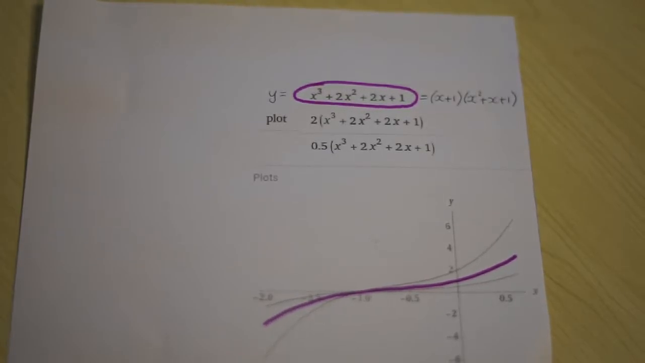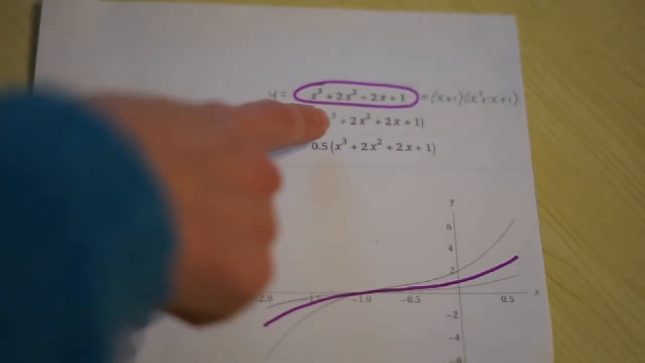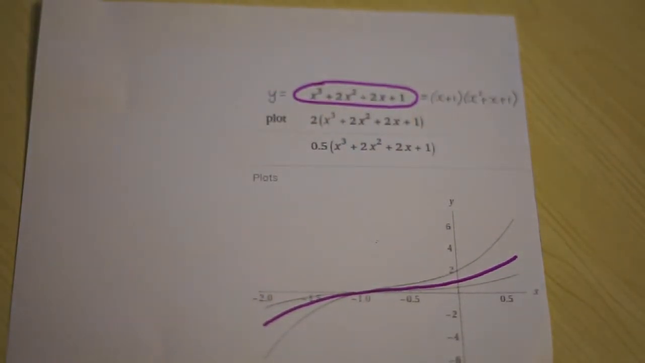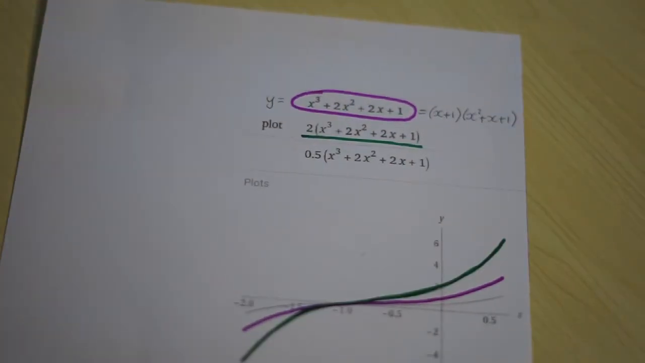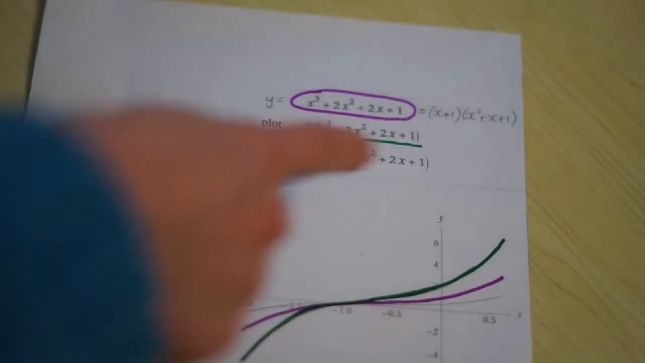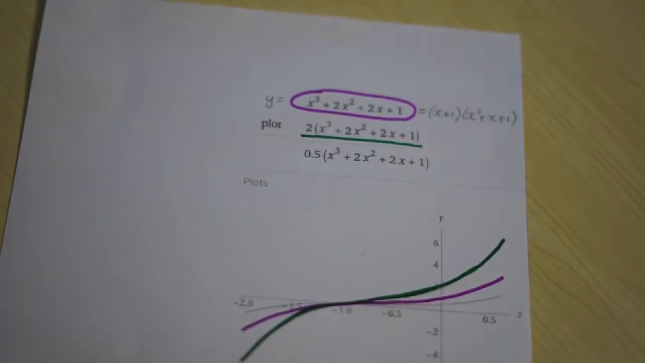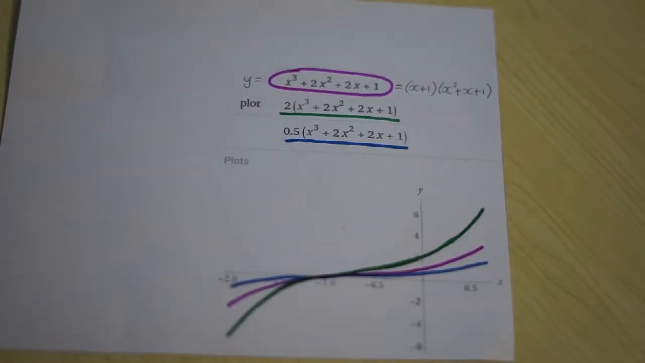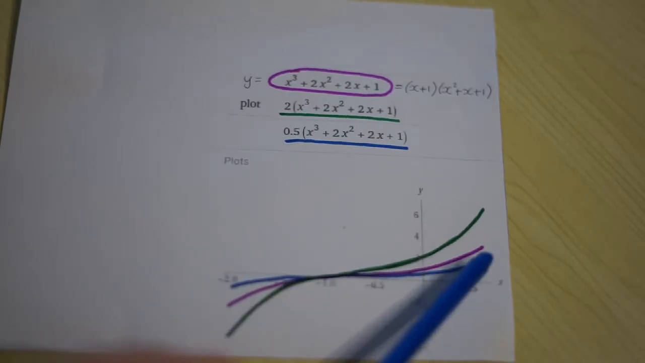Okay, so let's have a look at what happens if we multiply the whole of this function of x by 2. Here it is drawn in green. Okay, and now let's have a look at what happens if we multiply the function of x by 0.5. Let's do that in blue. Here it is, the blue version there.